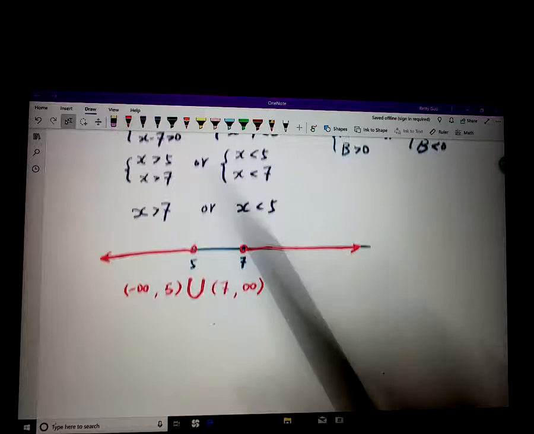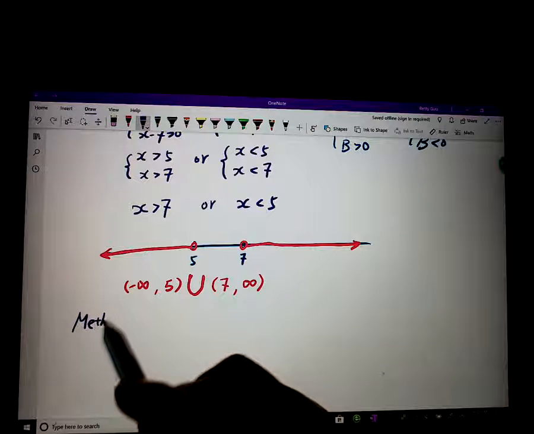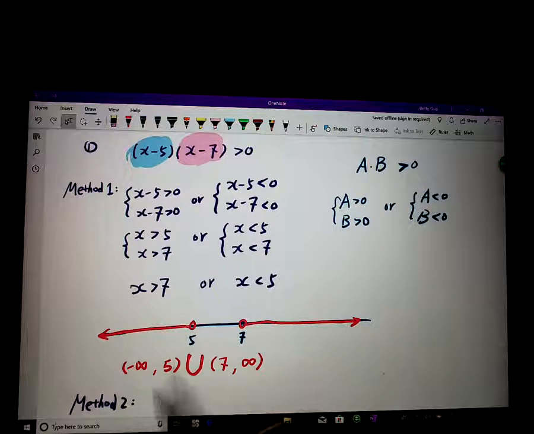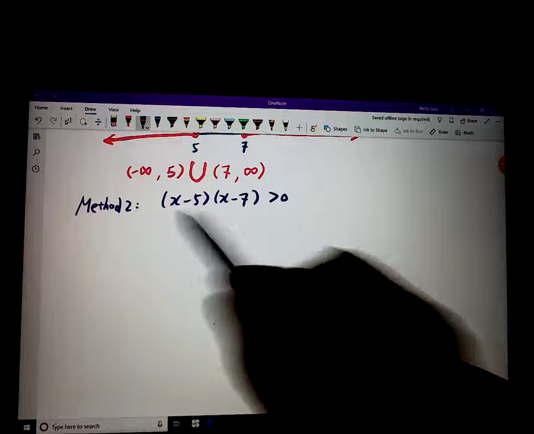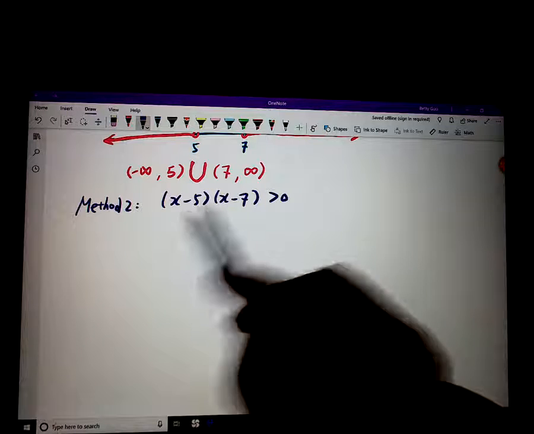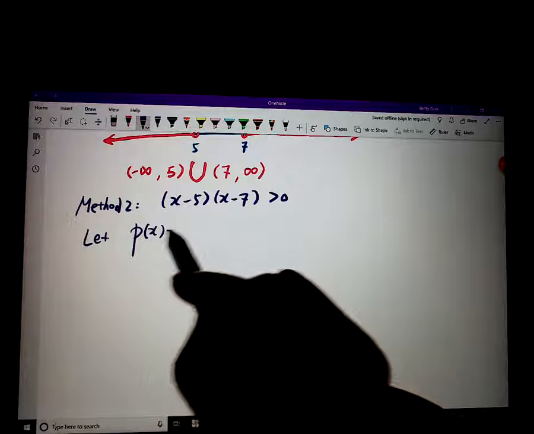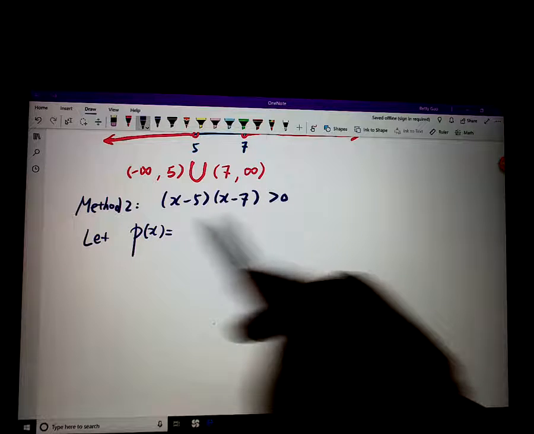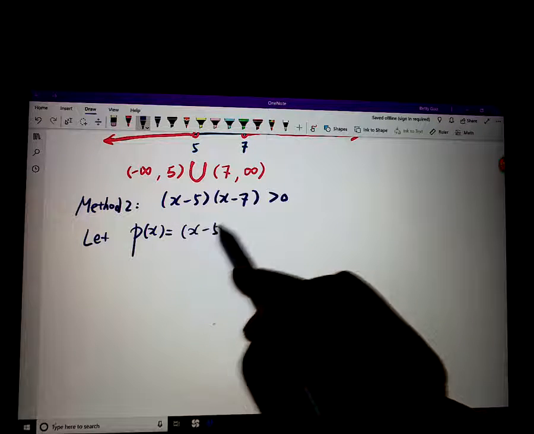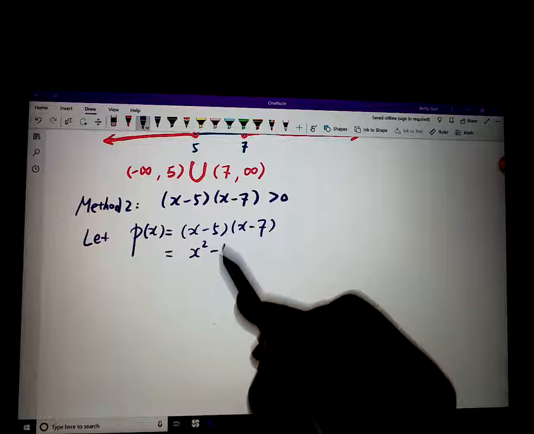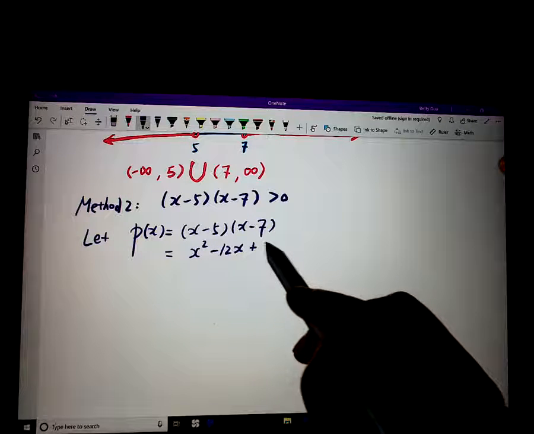Second method. I'm going to copy the inequality again. It is x minus 5 times x minus 7 bigger than 0. If you know how to graph the left-hand side, how about this? We let P of x be the quadratic trinomial on the left of the inequality. Then P of x would be x minus 5 times x minus 7. If I FOIL, I would have x squared minus 12x plus 35.